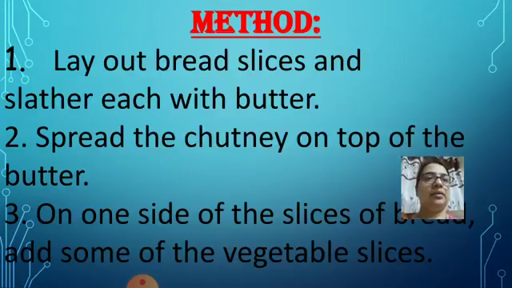Now leave a line, give the heading method, and now we are going to write down the actual procedure of how to make a healthy veg sandwich. First, as we learned, we write the steps on a new line and number them. So the first step is, lay out bread slices and slather each with butter. Second step, spread the chutney on top of the butter.